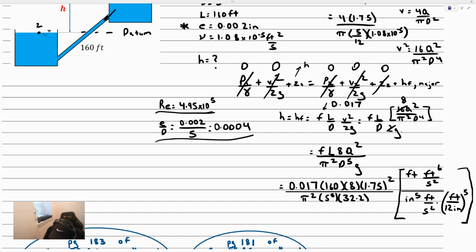How do the units work out? We have all the feet end up canceling out, the feet to the 6. There's a second squared, and the inches are gone. We're just left with feet, which makes sense. We're looking for height in feet. Let's go ahead and calculate this out. We have that 12 to the fifth in the numerator, so make sure you include that in your calculation. And we end up getting approximately 16.7 feet.